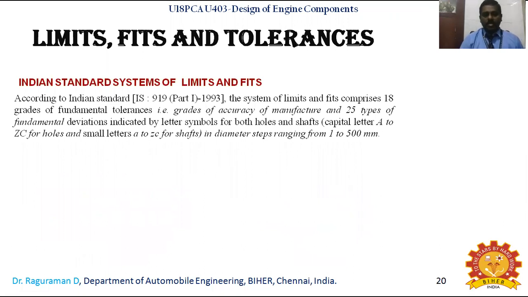For this fit system, you have an Indian standard system for limits and fits. According to Indian Standard IS 919 part 1 1993, the system of limits and fits comprises 18 grades of fundamental tolerance, which are the grades of accuracy of manufacture, and 25 types of fundamental deviations indicated by letter symbols for both hole and shaft. For a hole, we use capital letters A to Z, and small letters A to Z are used for the shaft. The diameters range from 1 mm to 500 mm.